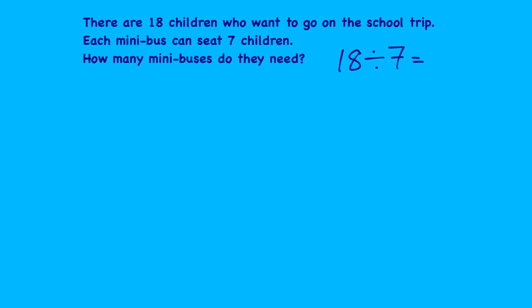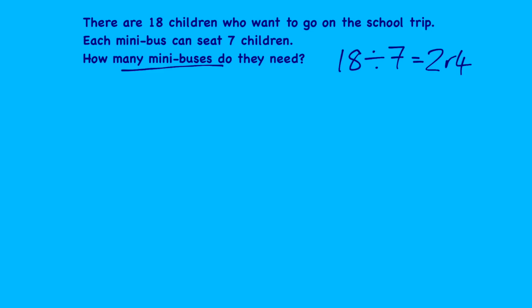Now, 7 goes into 18, 7, 14, that's twice. And then 14, 15, 16, 17, 18, we've got remainder 4. But we can't leave our answer as 2 remainder 4 because the question asks us how many minibuses? And there's no such thing as 2 remainder 4 minibuses. So how many minibuses do we need?